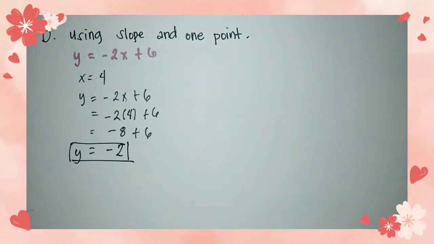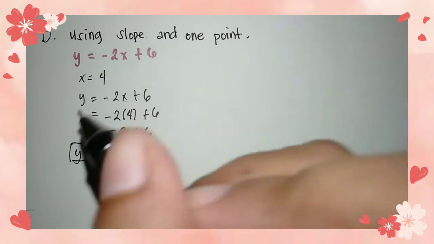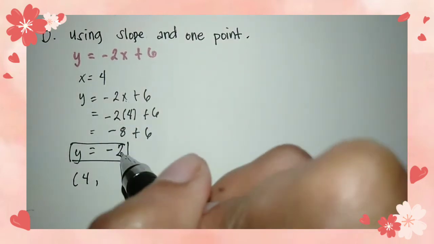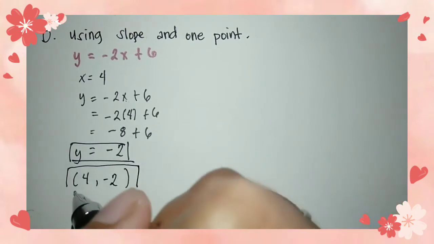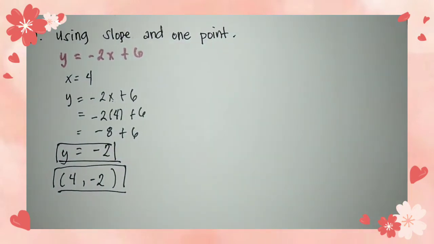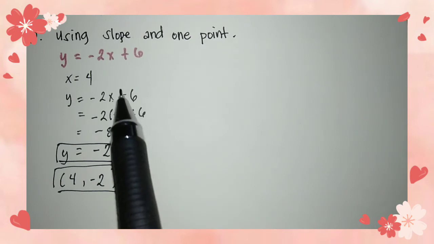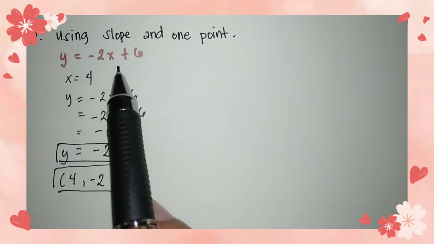And then, hanapin natin yung ordered pair. Remember, ang ordered pair, siya yung magdidetermine ng point, okay, sa ating Cartesian plane. So, we have 4 and, ito yung y natin, negative 2. So, yun na yung ating ordered pair. The next is to find the slope of y is equal to negative 2x plus 6.